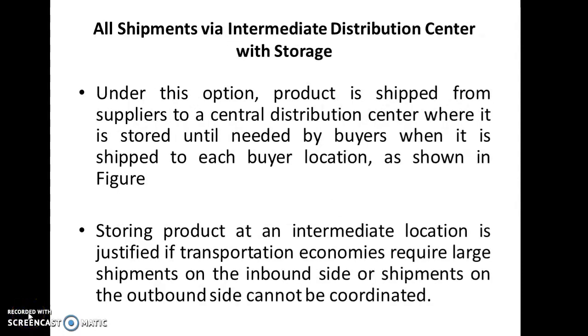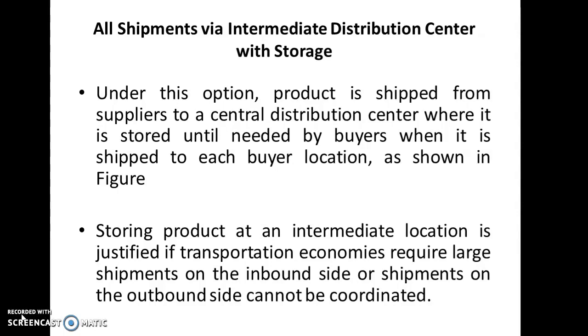The next model in transportation is all shipments via intermediate distribution center with a storage. Under this option, product is shipped from suppliers to a central distribution center where it is stored until needed by buyers, when it is shipped to each buyer location as shown in the figure in the next slide. Storing product at an intermediate location is justified if transportation economies require large shipments on the inbound side or shipments on the outbound side cannot be coordinated.